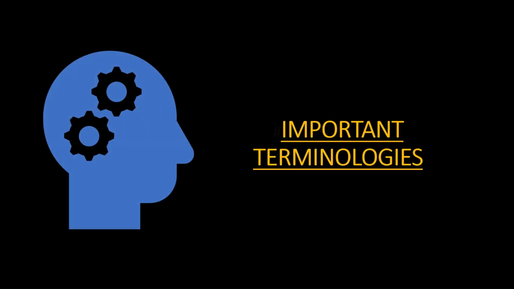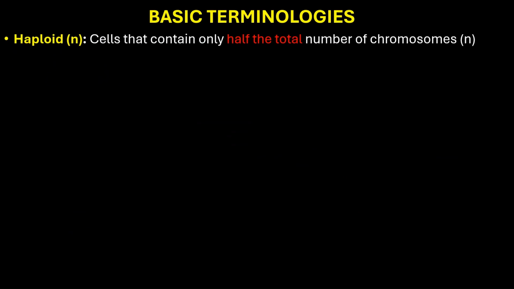All right, now let us explore some important terminologies which are required in the study of meiosis. So we start by looking at the word haploid. What is the meaning of the word haploid? Usually represented with the letter N. It refers to cells that contain only half the total number of chromosomes.